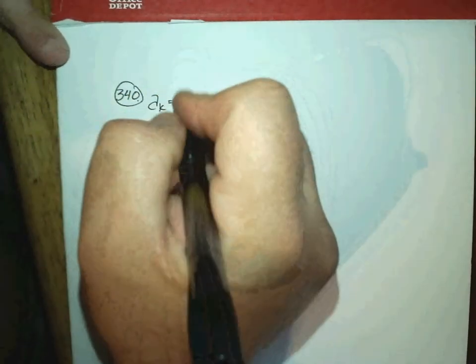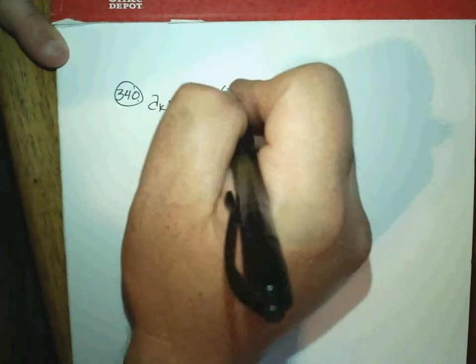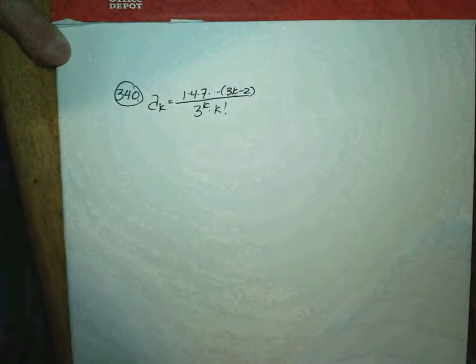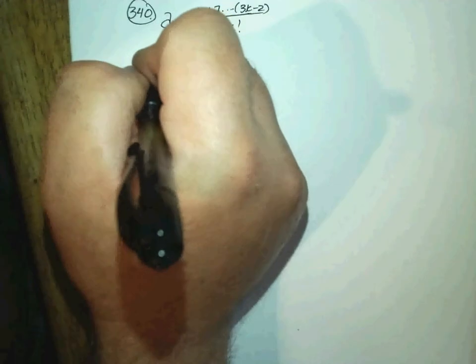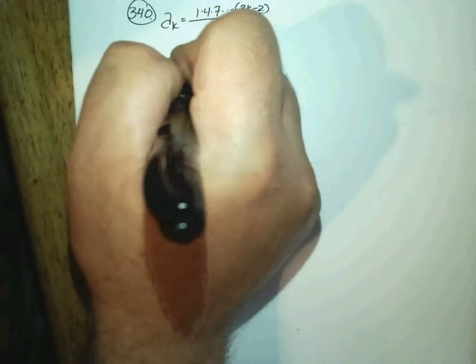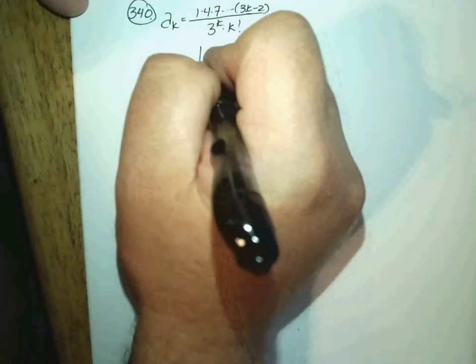Never know quite how much room you're going to need when you work one of these problems, do you? 340, a sub k is up to here in the top. The pattern is now 1, 4, 7 up to 3k minus 2. And in the bottom, 3 to the k times k factorial. So I'm going to use again the ratio test.